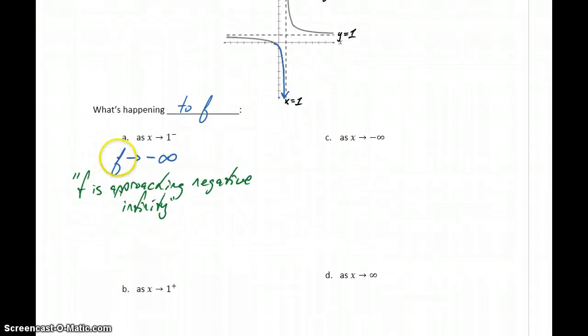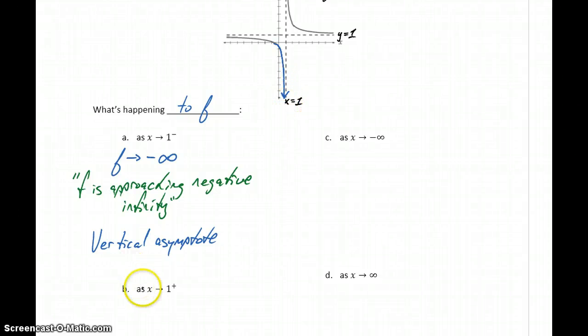As soon as we identify that our function is headed to negative infinity or positive infinity, we can automatically identify this as a vertical asymptote. So some imaginary line that our function never crosses. Now in part B, we want to look at similarly what happens as x approaches 1 from the right.